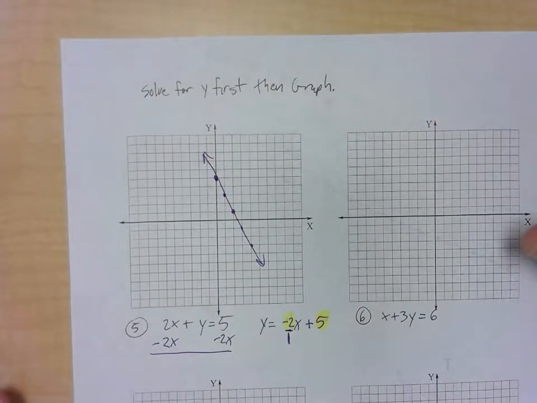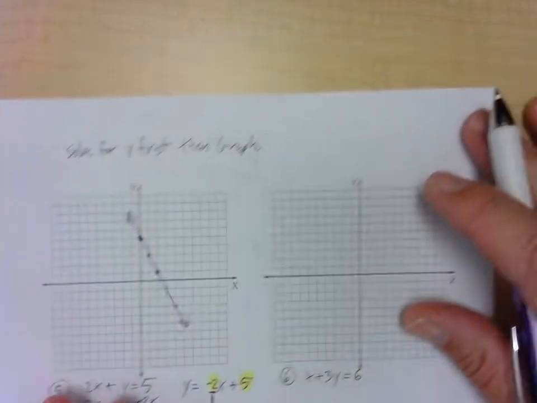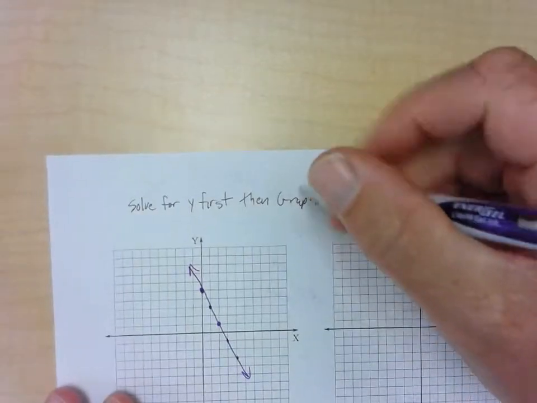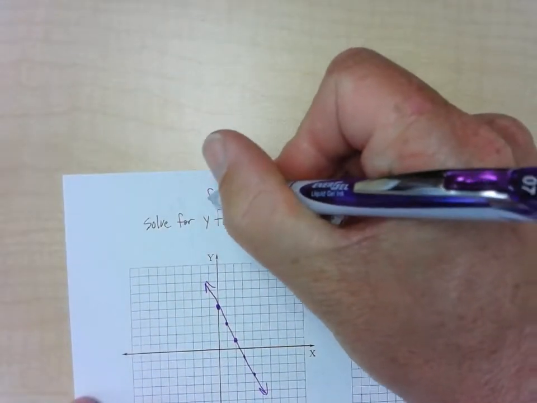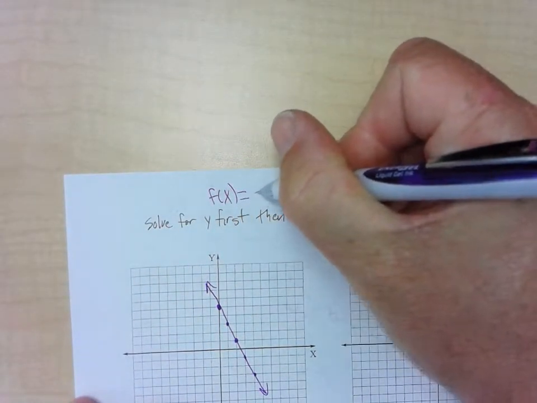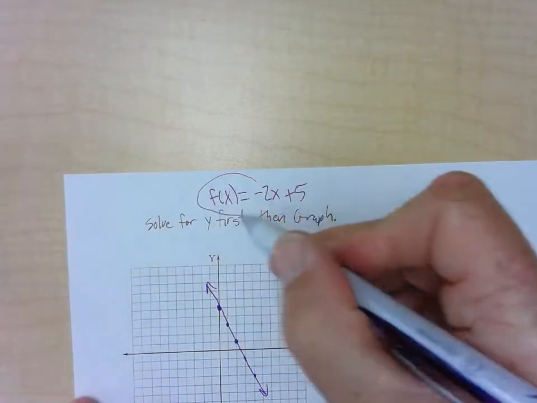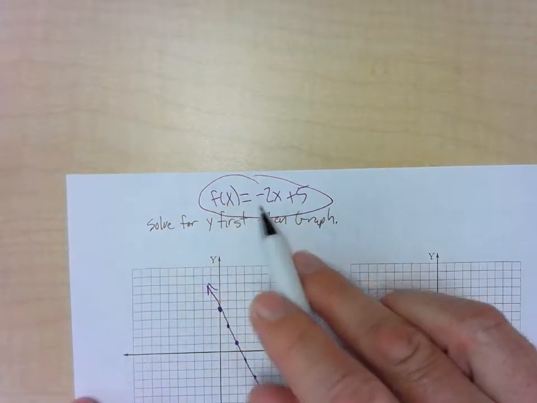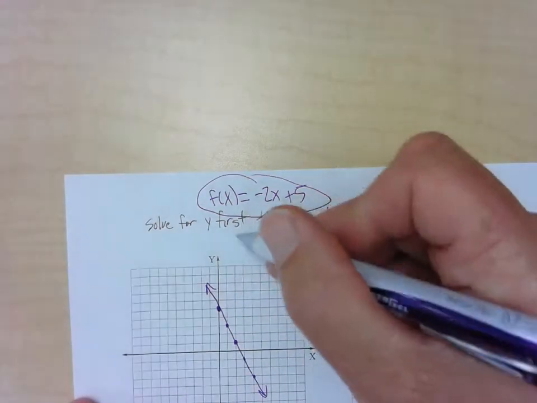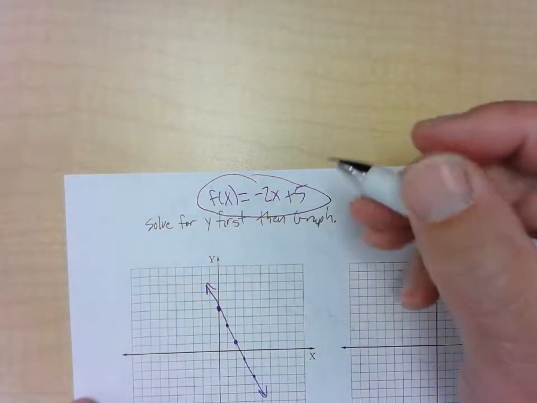Also, we want to think about that this is a function. So you could write this in function notation, let's put it over here in this space: f of x is equal to negative 2x plus 5. That would be the same thing as what we just graphed, but we got rid of the y and put the function notation there. So this would be how you create points on the graph.